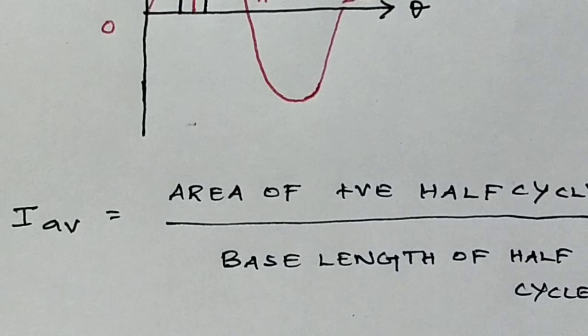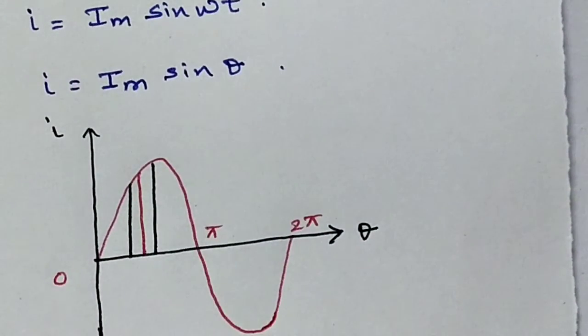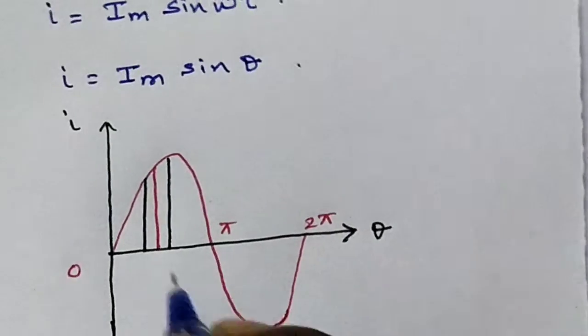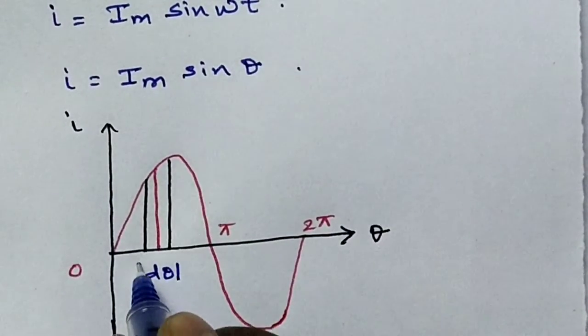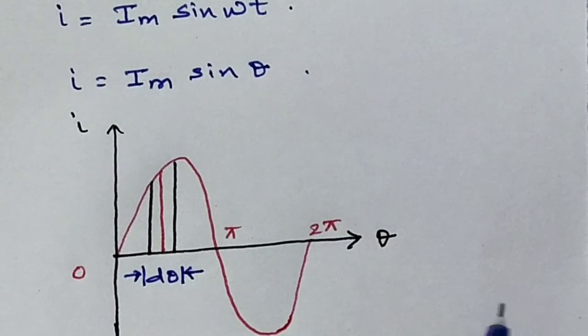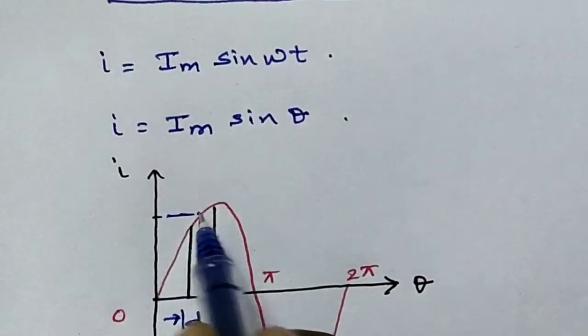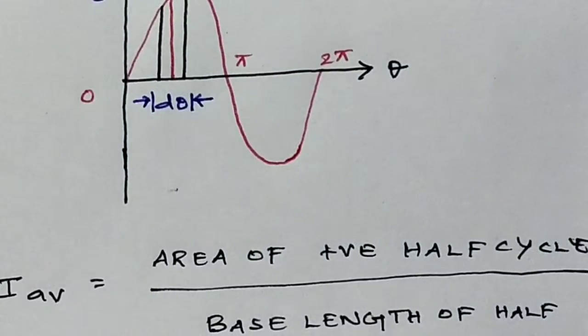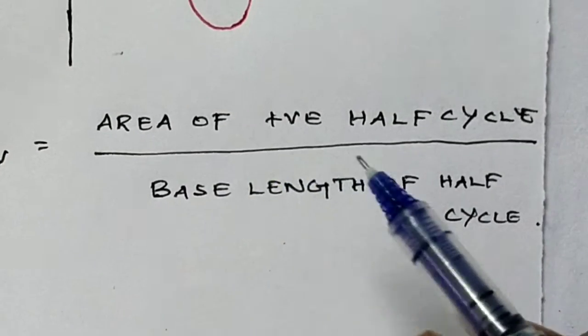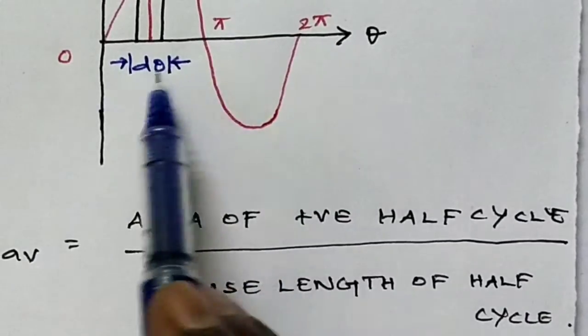Now we can find the area of the positive half cycle using the elementary strip. The thickness of the elementary strip is d theta. In the positive half cycle of the current wave, I is the mid-ordinate of the strip. The I average value is the area of the positive half cycle divided by the base length of the half cycle, and the base length is pi.